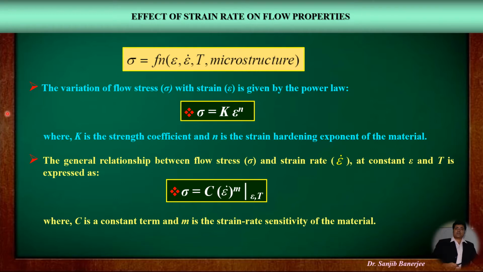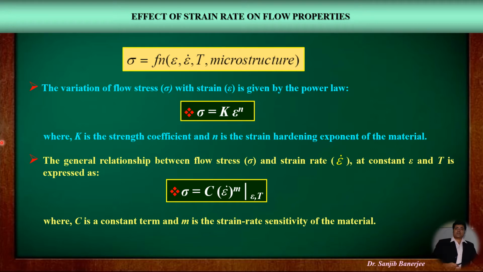Now in the previous sections, we have already learned that the variation of flow stress sigma with strain epsilon is given by a power law equation, which is sigma is equal to K into epsilon to the power of n, which is generally termed as the Hollomon equation and which is valid within the region of strain hardening. In this equation, K is the strength coefficient and n is the strain hardening exponent of the material.